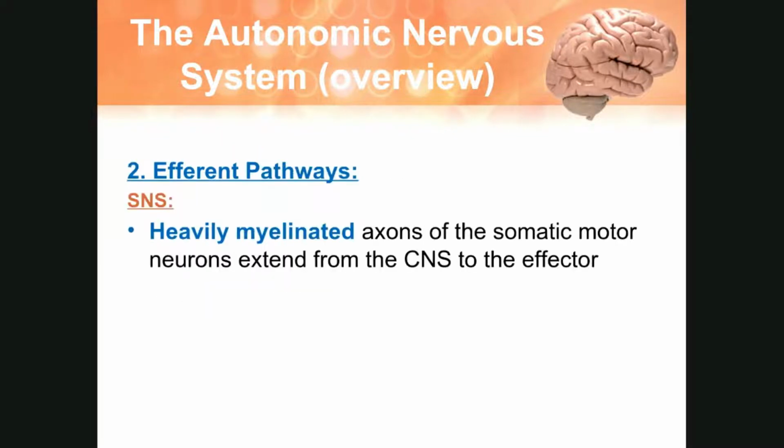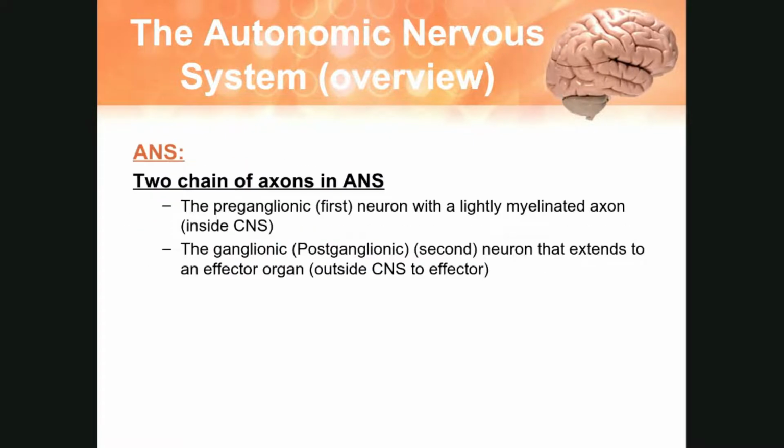Then as far as pathway is concerned, the somatic nervous system neurons are highly myelinated. The axons of the somatic nervous system have good myelin sheaths, whereas the autonomic nervous system axons have less myelin sheath or no myelin sheath. So there are ganglions. There are preganglionic fibers as well as postganglionic fibers. I will show you with the model.